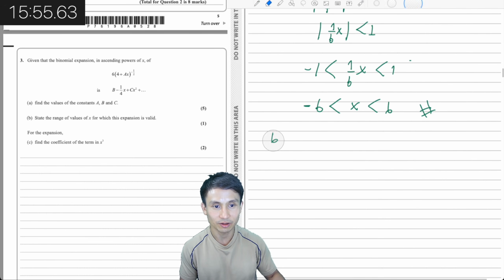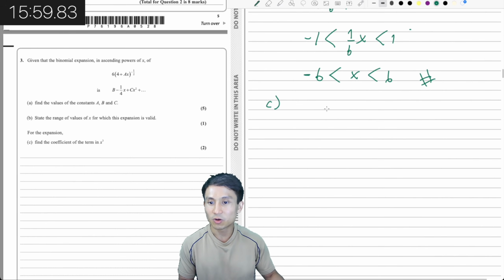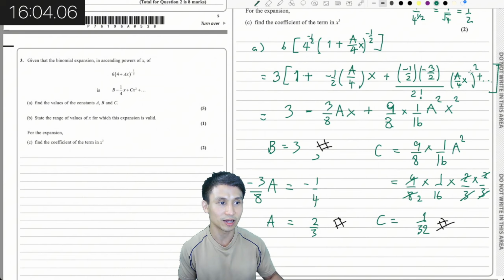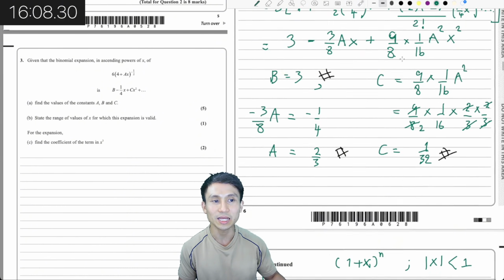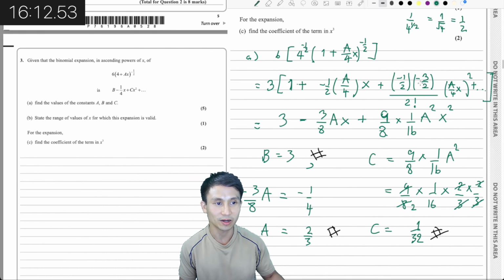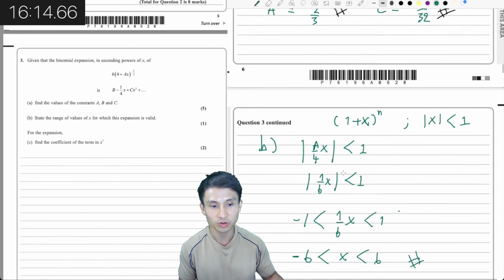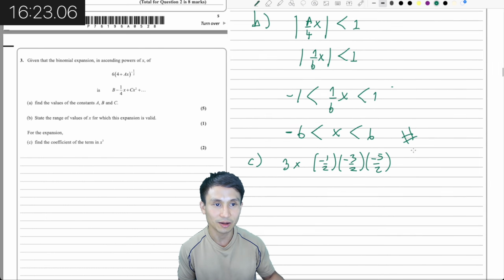Okay, so question C. For the expansion, find the coefficient of the term x cubed. Well, here we go. We don't need to write the whole expansion again. We just know that this is going to be minus 1 over 2. Just write down minus 1 over 2, minus 3 over 2, and then the other one, minus 5 over 2. And then what was it again?